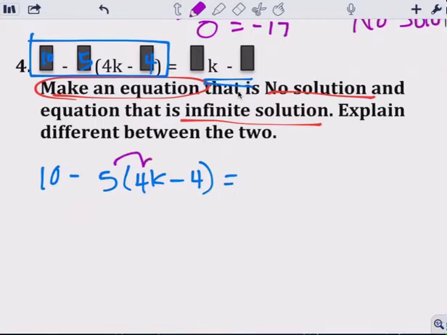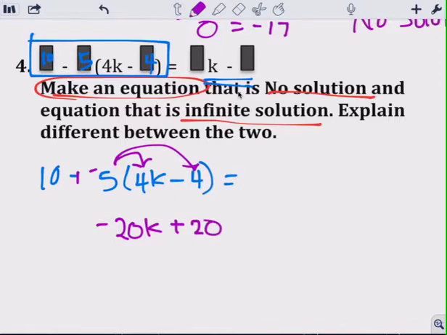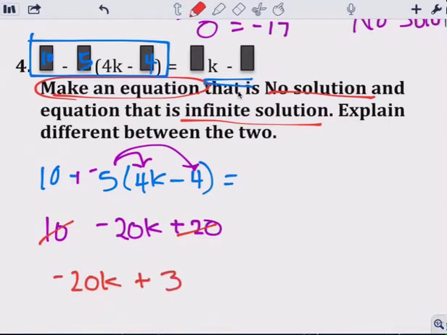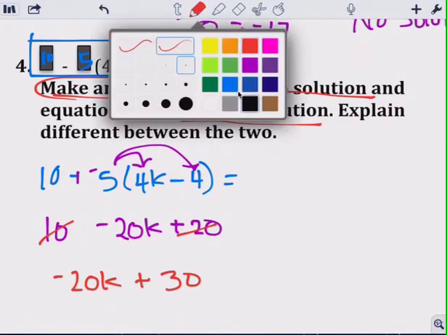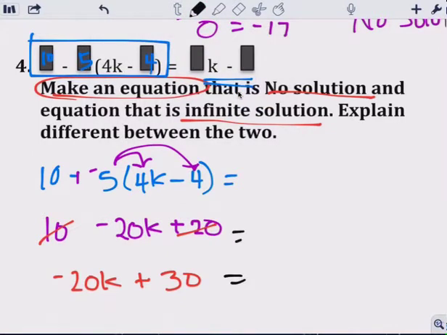So we distribute, that's a plus negative. So that's a negative 20k minus or plus 20. And that's equals to 10. We combine the like terms. These two are alike. Okay, that gives us 30. So negative 20k plus 30. Okay, now we can look at equals. Now we can look at this problem here.